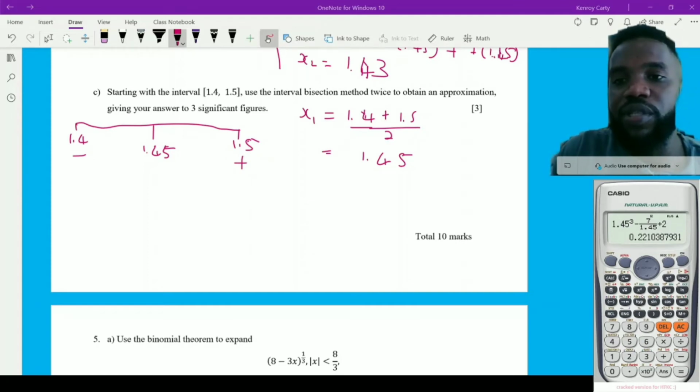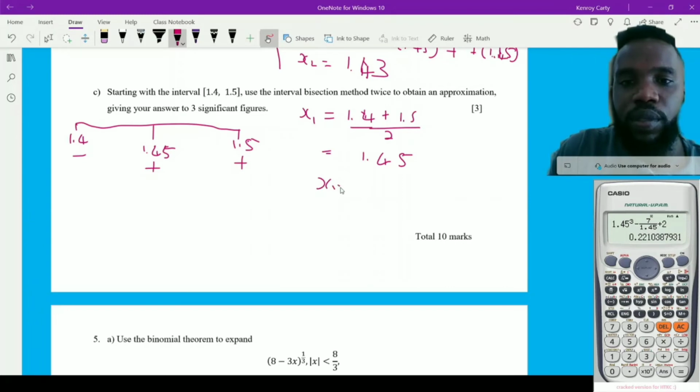So that's 0.22. The value is not important to me. What is important to me is the sign. Although to some extent you realize that the value keeps getting closer and closer to 0, because I want it to be as close as possible to 0 so that I know it's actually close to the root. So this is a positive. So the root is now between 1.4 and 1.45.